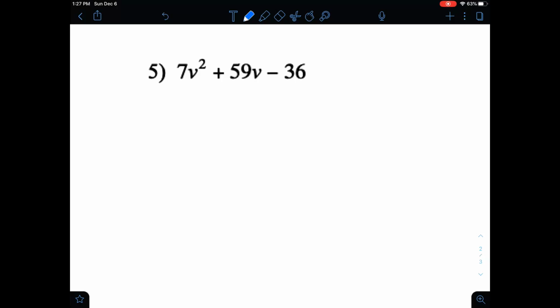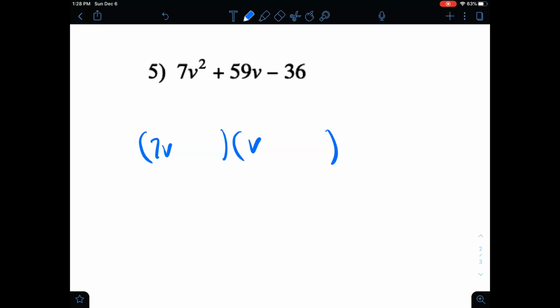All right, how many terms do we have here? We have 3 terms, and is it a perfect square trinomial? Well, 36 is a perfect square, but is 7v squared a perfect square? No, square root of 7 is not going to be a nice number. That's going to be an irrational number. So it's not going to be a perfect square trinomial, which means we're going to be doing the smiley face method. So what multiplies to 7v squared? Well, that's going to be 7v times v.